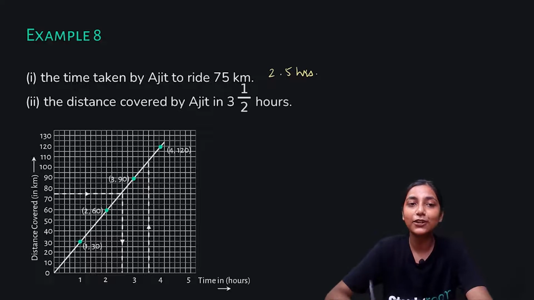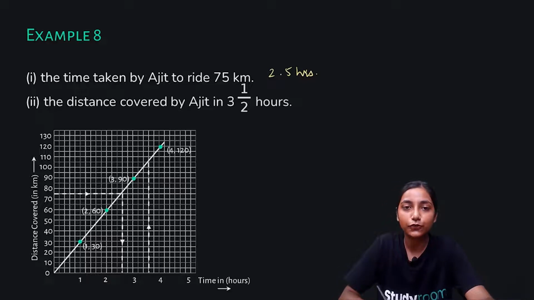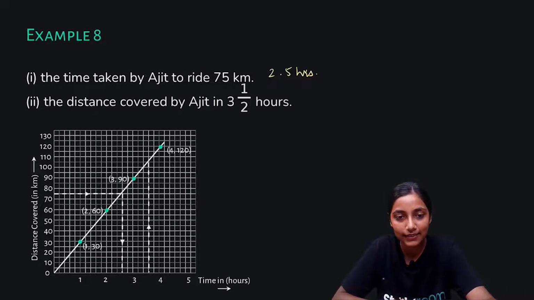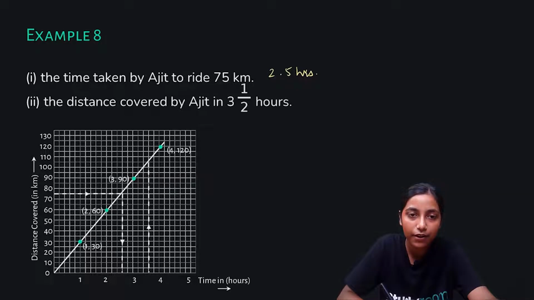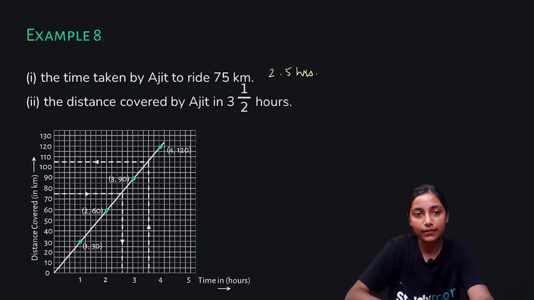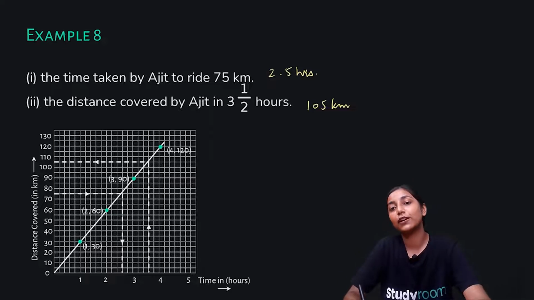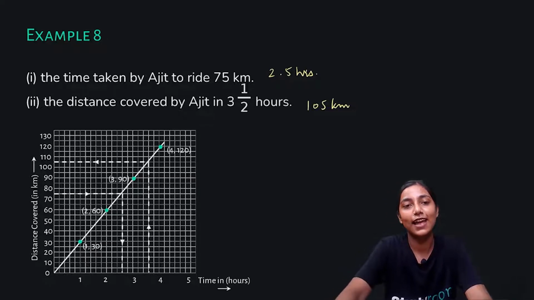Further, for the second part, you need to find the distance covered by Ajit in the given time, that is 3.5 hours. So now you are given 3.5 hours. So you are going to check this 3.5 on this x-axis now, because the time axis is this axis. So 3.5 is going to be between this 3 and 4 value. So this is 3.5, and if you go upward, you will reach this linear graph here, and this is somewhere between 100 and 110. So what is the distance covered? The distance covered will be, this is here, that is 105 kilometers. So the answer is 2.5 hours and 105 kilometers respectively for these 1 and 2 parts.